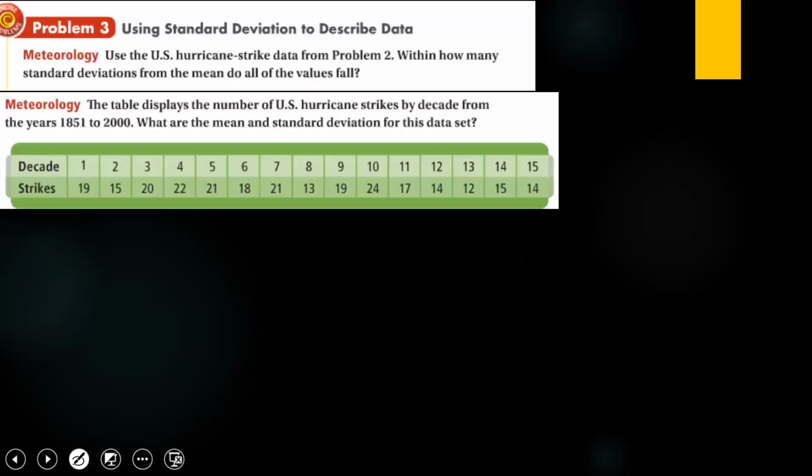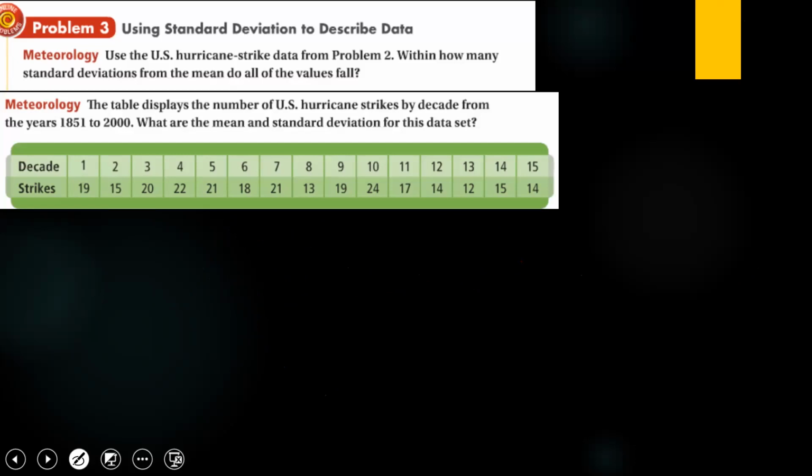Yeah. So let's come back here now. We have a table of these 15 data. I want to find the mean. I want to find the standard deviation. And I want to find within how many standard deviations from the mean all the values fall.